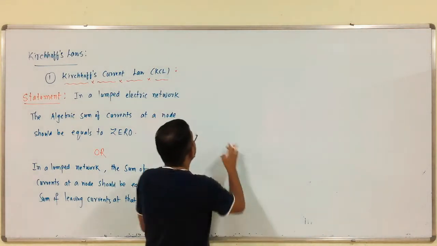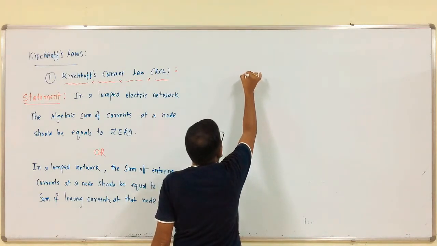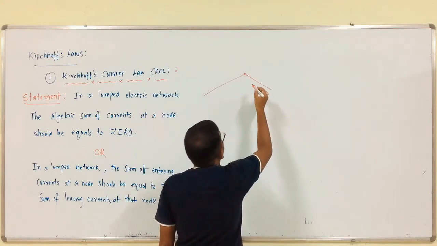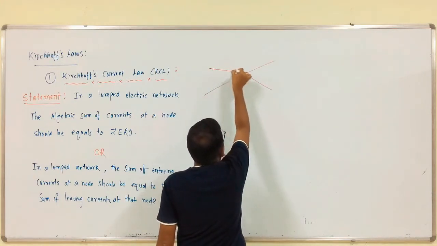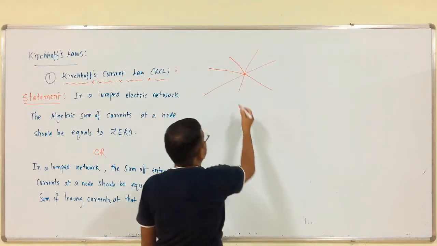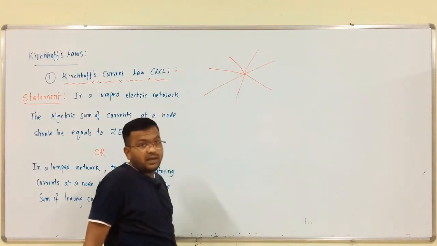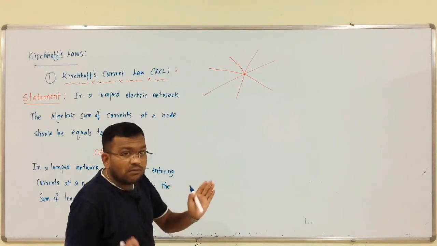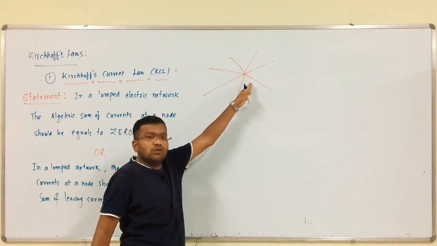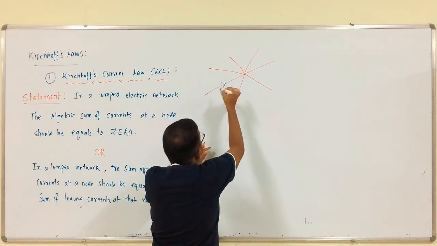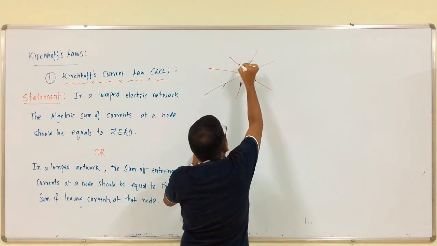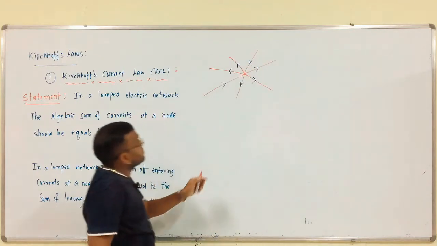So, for that, here I am considering this is the node. For this, this is one branch, this is another branch, and this is one branch, this is one branch, and this is another, and this is another branch. The sum of entering currents should be equal to the sum of leaving currents, or the algebraic sum of currents at a node is equal to 0. For that, entering current is like this: leaving, leaving, leaving, entering, leaving, leaving, leaving.